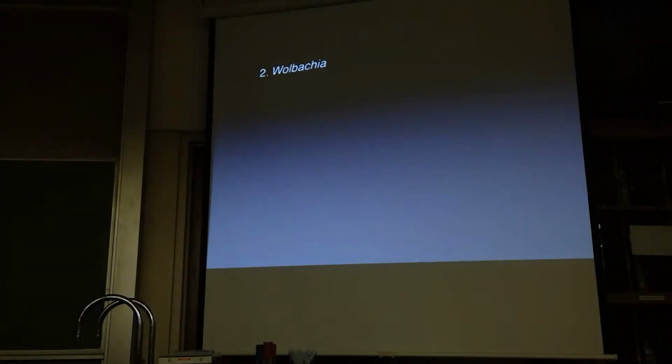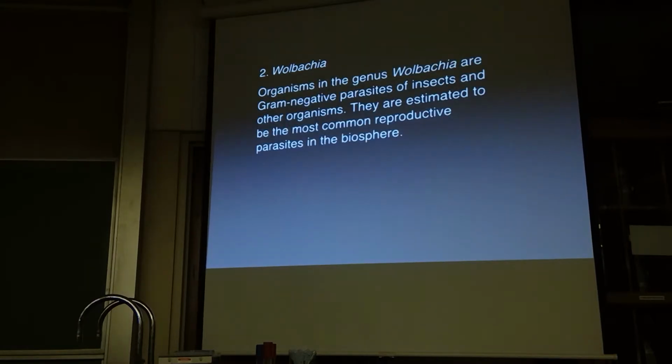The next genus of interest, again, we're still in the phylum Proteobacteria, is the genus Wolbachia. These are very interesting bacteria because they are residents within so many other organism types. It's thought now that Wolbachia might be the most abundant type of bacteria on the surface of the planet. The reason for this is because they're parasites of insects. Think about how many different types of insects there are.